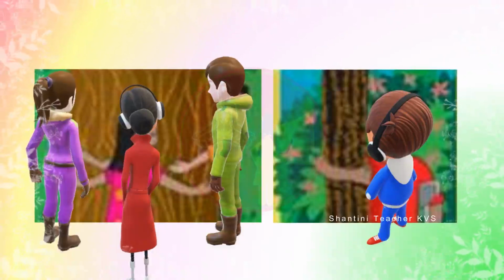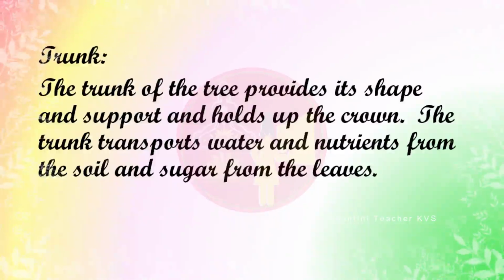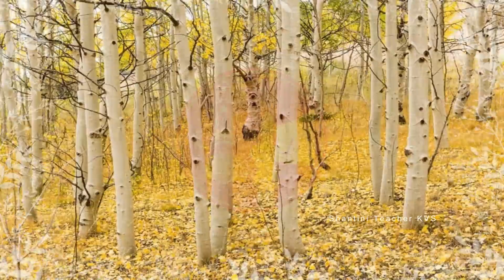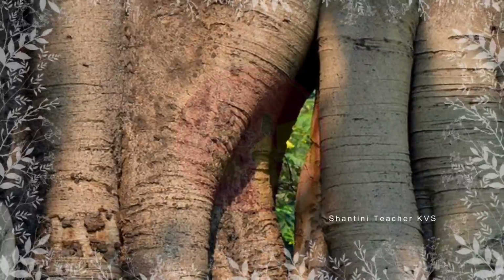Yes, now let us learn the names of some trees. Observe carefully their trunks and the leaves to answer later. Trunk. The trunk of the tree provides its shape and support and holds up the crown. The trunk transports water and minerals from the soil and sugar from the leaves.